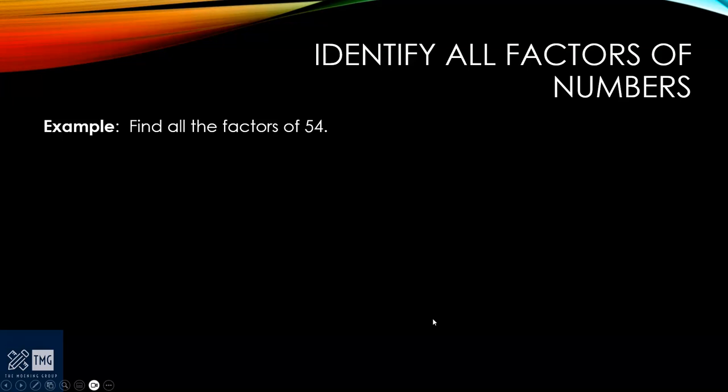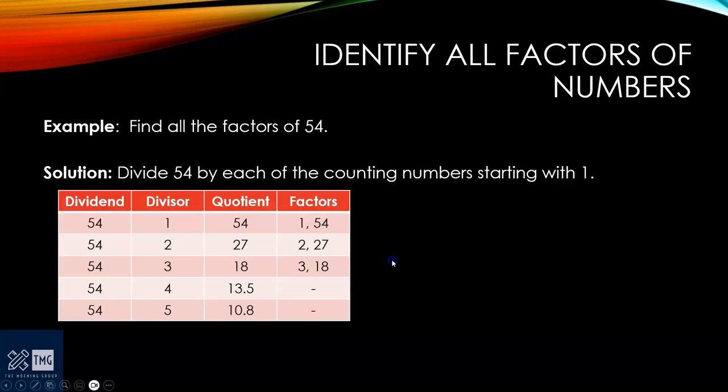So let's do this. We want to find all the factors of 54. So if you think about it, we want to start with counting numbers. We want to take 54 divided by 1. 54 divided by 1 is 54, and therefore both of them are factors. 54 divided by 2 is 27. Because it's a counting number, right? 2 and 27 are both counting numbers. 54 divided by 3 is 18, still great.